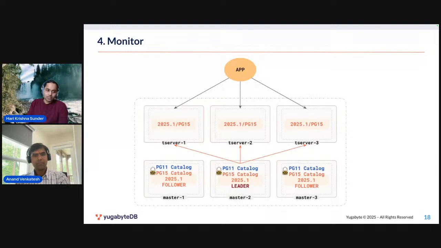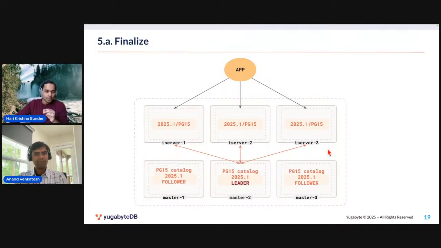Major versions come with major changes in the Postgres code. Default query plans change. So lots of things. There is always a chance for things to go bad. Enterprises don't want to take risk, so they want to monitor it. So we give you the option to run the full app, make sure the queries are performing, everything is fine, and only if you're ready to pull the plug, then you go and finalize the upgrade. And finalize is simple. We just delete the PG11 catalog and allow writes to the PG15 catalog, and then you're done.